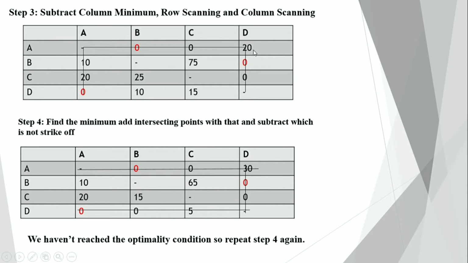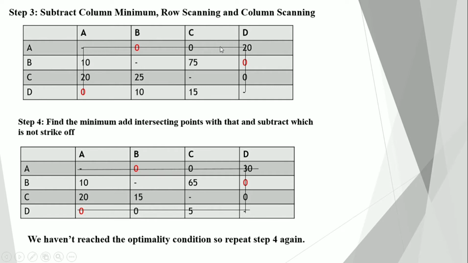In row scanning, we check each and every row for zeros. Here there is a condition: wherever there are double zeros, we will ignore that row. Another condition is, if we find a single zero in a row, we strike off that column, not the row. In the first row, there is a double zero, so we have ignored that row.